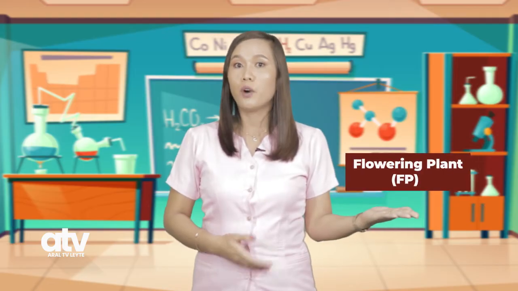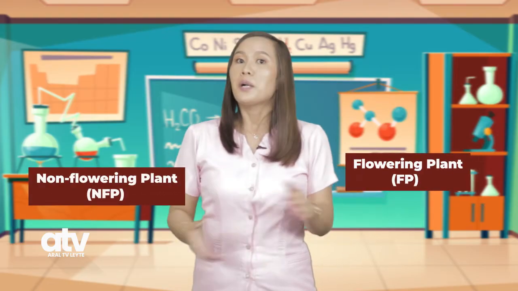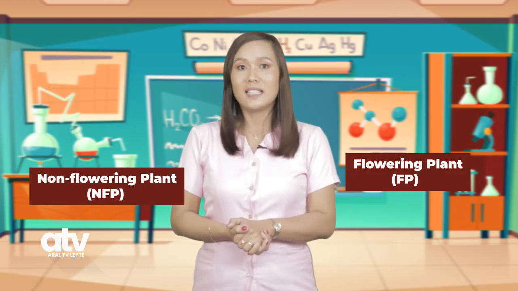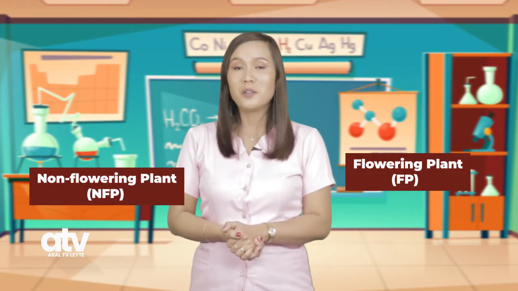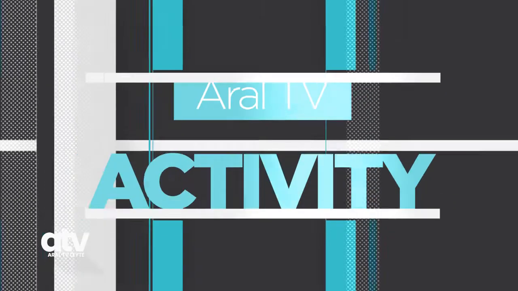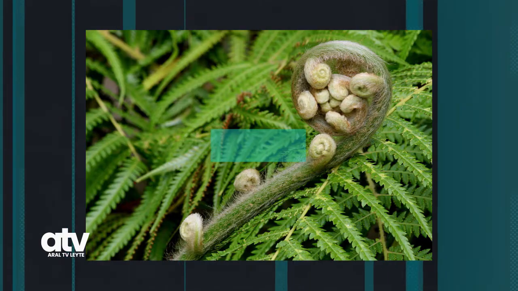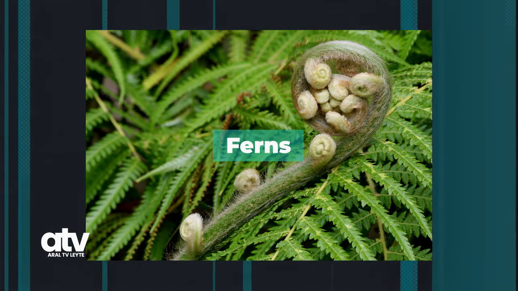For your first activity, examine the following pictures of plants. Tell whether it is a flowering or a non-flowering plant. Write FP if it is a flowering plant and NFP if non-flowering plant. Say your answer after hearing this sound. Here is number 1. Ferns. What is your answer?